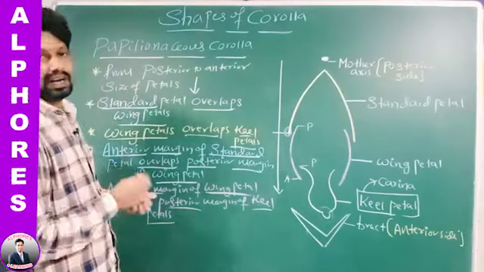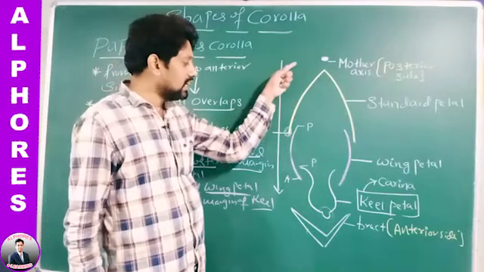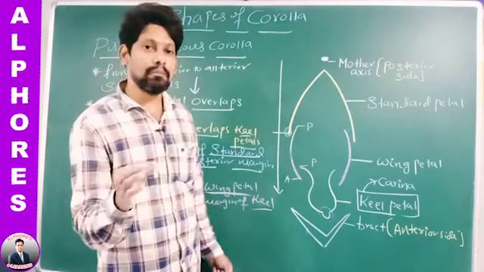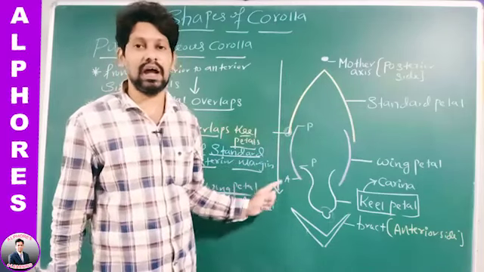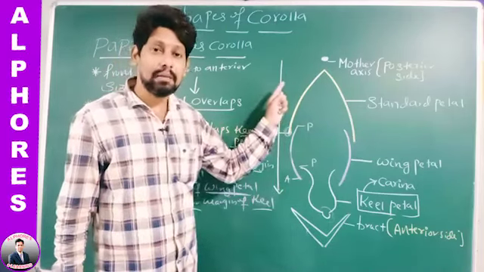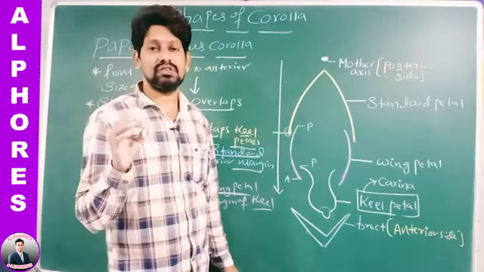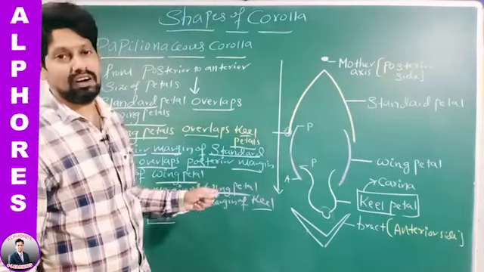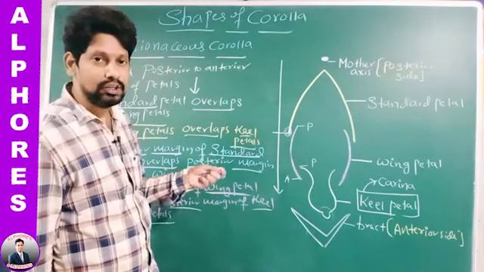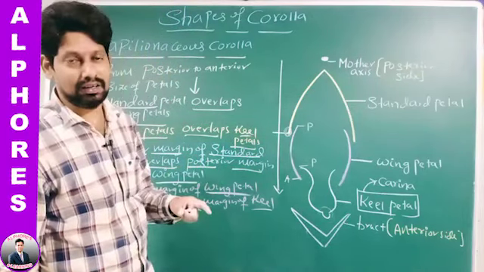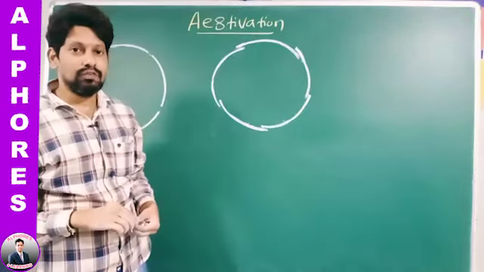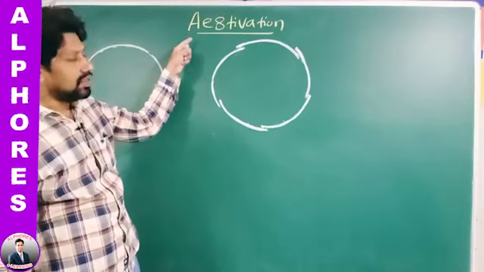It means overlapping of petals proceeds from the posterior side to the anterior side. Therefore, overlapping of petals is posterior anterior. Right? Go for the next topic, that is estivation.